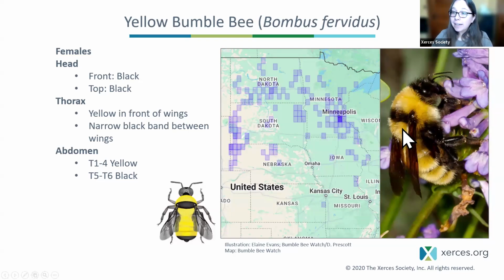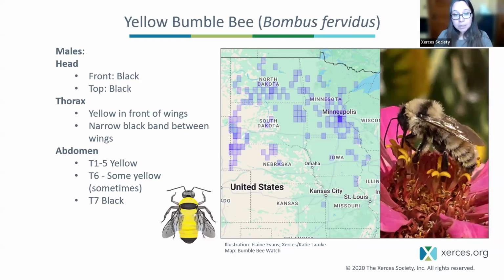And then looking to the thorax, you will see mostly, again, yellow. There will be a narrow black band between the two wing joints, but the hairs underneath the wing joints are going to be yellow. And then looking at the head of the bumblebee, for the females, you're going to see black hairs on the top of the head and on the front of the face.